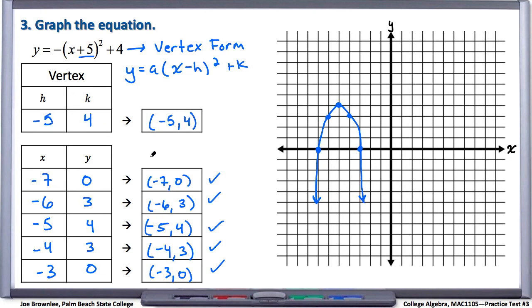Once you have your vertex, go ahead, create an XY table for yourself. Put the vertex right in the middle, and then choose 2 or 3 x values to the left of your vertex, 2 or 3 x values to the right of that vertex. Go ahead and evaluate, find what the corresponding y values are for those x's. You'll have your points. Go ahead and graph them and connect the dots, and you are good to go. So there is number 3. We graphed the equation.